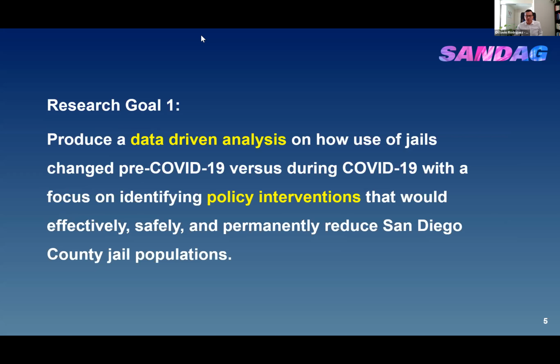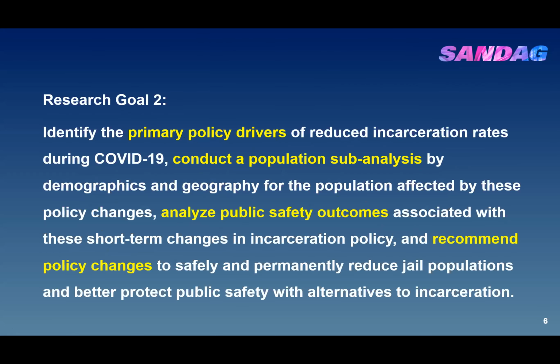We were in research goal number 2. So we want to understand the populations who were in jail, the length of stay that individuals were there, what they were booked for, where they came from, and public safety outcomes regarding ongoing contact with the justice system. And then again, it comes back to making policy changes and recommendations: how the county could possibly safely and permanently reduce jail populations and better protect public safety.